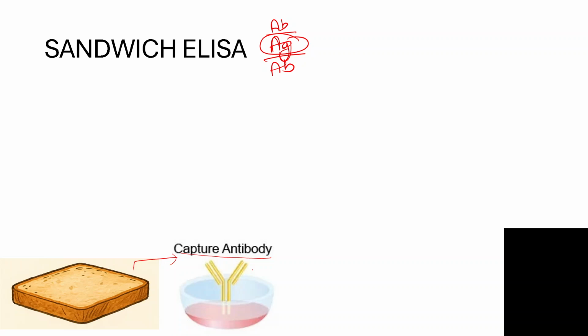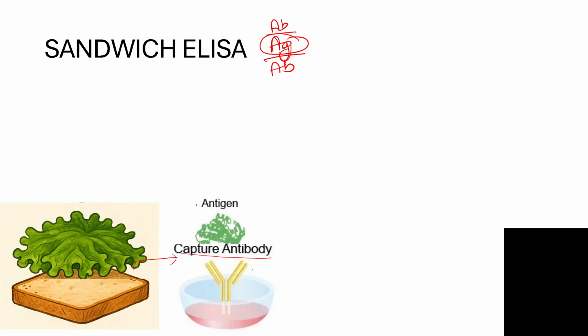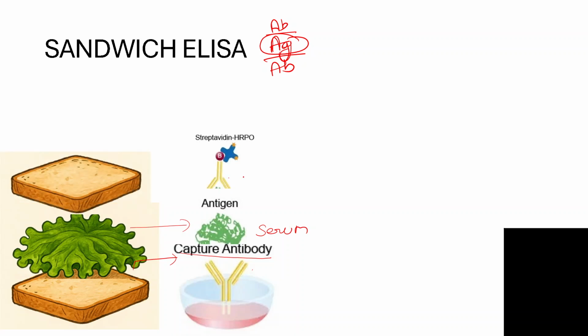After that, what I'll do? I will put my patient serum. The antigen present will come and bind to it. This is the patient serum sample, my first layer of veggie. Now this is a very simple sandwich, I don't want to make it too fancy. So I will now add another layer of bread. This is the detector antibody, which is enzyme linked. It is called detector because due to this antibody we get to know whether the antigen is there or not. So first is the capture antibody and second is the detector antibody, and this is your sandwich ELISA.